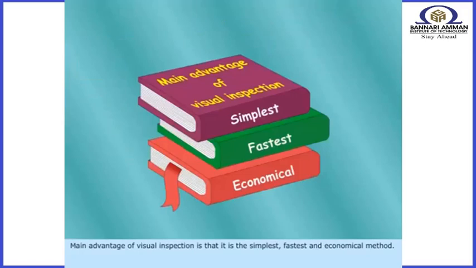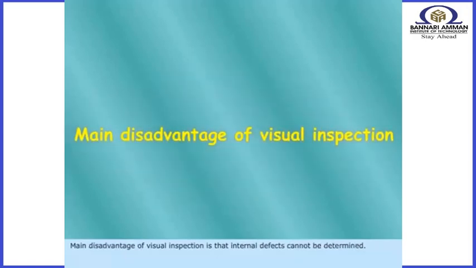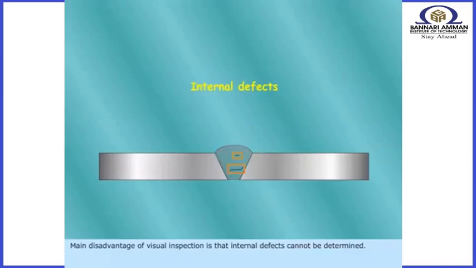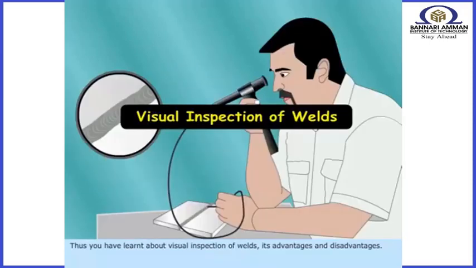The main advantage of visual inspection is that it is the simplest, fastest, and most economical method. The main disadvantage of visual inspection is that internal defects cannot be determined. Thus, you have learned about visual inspection of welds, its advantages and disadvantages.